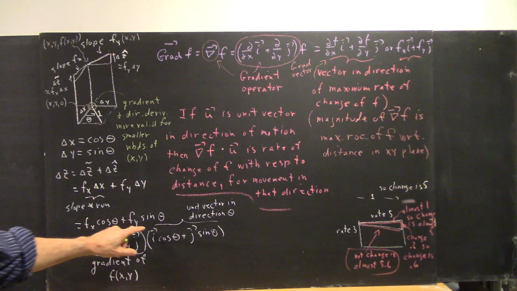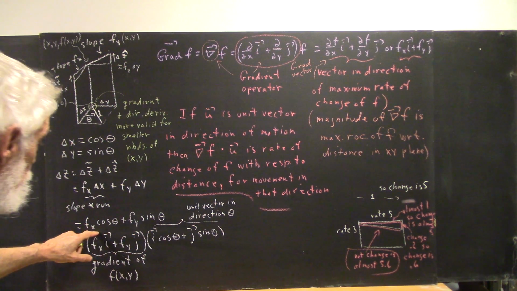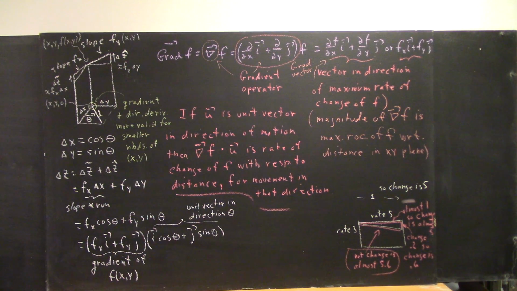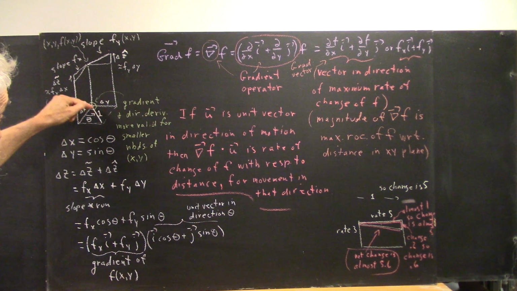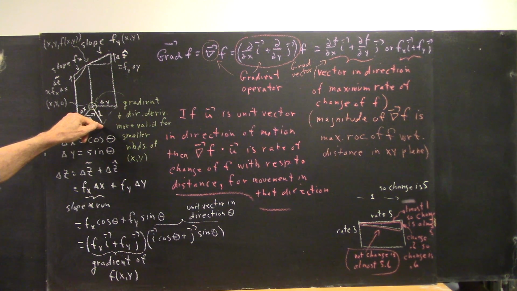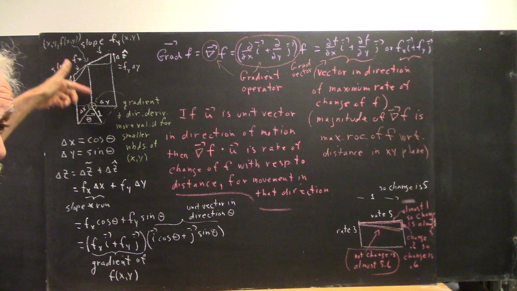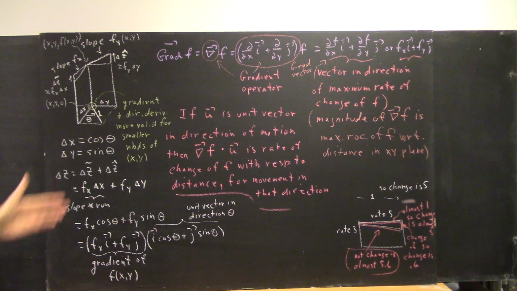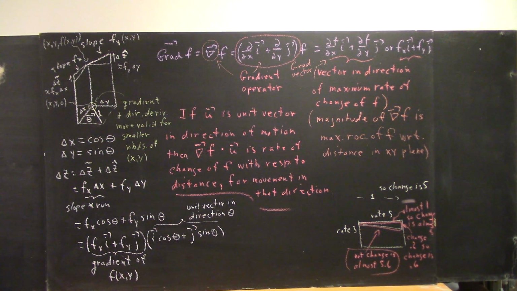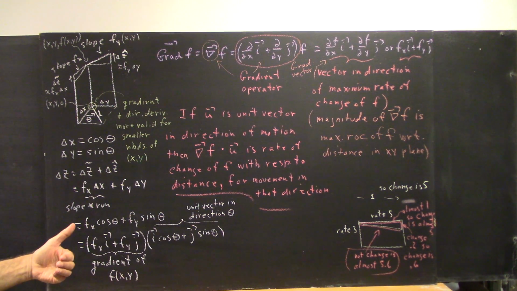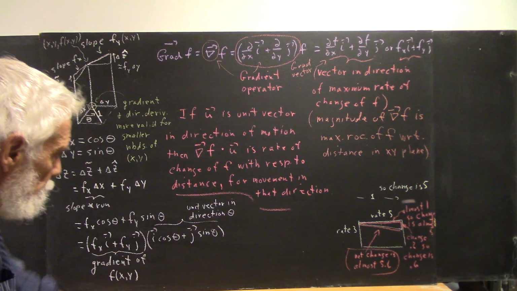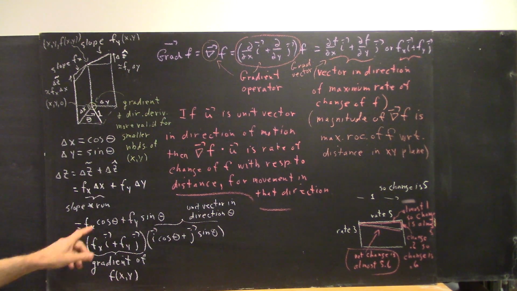This is the change we would get if the rate of change remained constant and we moved a distance 1 in this direction. If we moved a distance of 0.001 in this direction, we would expect then, because this is a linear approximation, to get 0.001 of the change. So if we multiply our rate of change in this direction by the distance that we move in this direction, we're going to get the change in the value of the function.